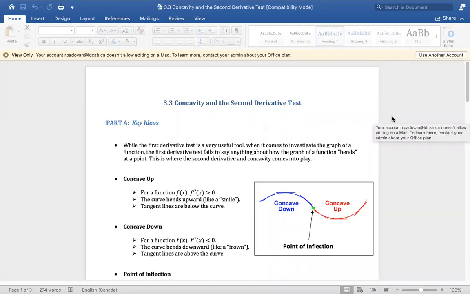Good morning, everybody. So this next section, 3.3, is talking about concavity, which is a new term for you, and the second derivative test. So we know what the second derivative is now, and this test is going to give us more information about our function. So again, let's go over some key ideas first before we go over examples, get all of our definitions down. We'll explain what concavity is.